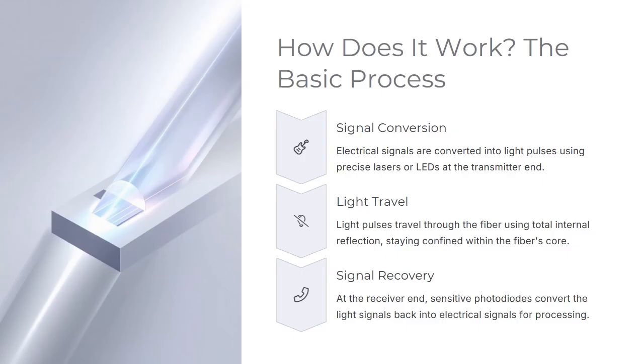So what is the basic process of converting light into a signal? The electrical signals are converted into light pulses using lasers or LEDs at the transmitter end. The signals are merged with light, which we call a photon, and we all know it travels with the velocity of light. These light pulses travel through the fiber using a technique called total internal reflection. This is an important technique, the principle of fiber optics.